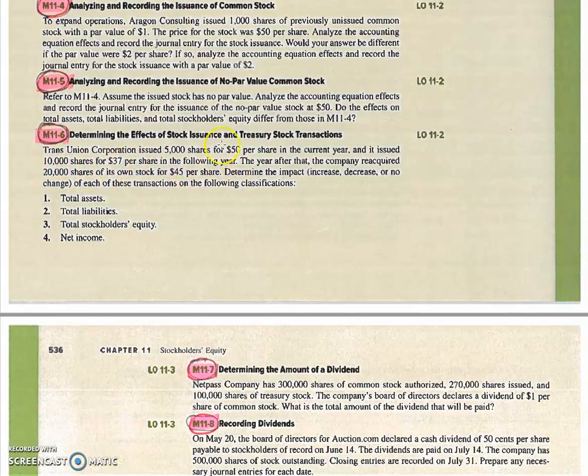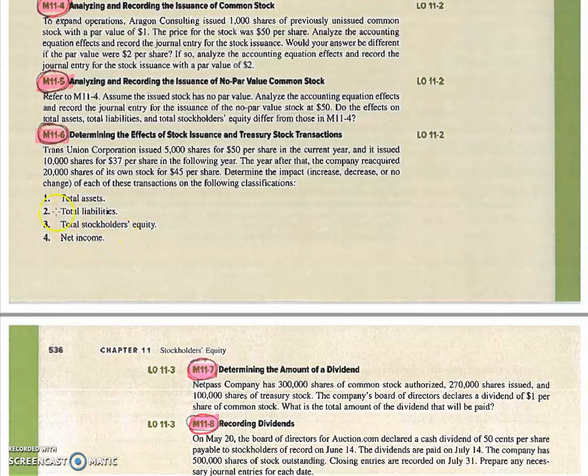Kind of interesting. If they did that in the current year, then they're saying, gee, they did that in the future. Well, that's kind of weird to me, but that's just me. The year after that, so now we're getting 2 years in the future, the company reacquired 20,000 shares of its own stock for $45 per share. Determine the impact, increase, decrease, or no change of each of these transactions on the following classifications: total assets, total liabilities, total stockholders' equity, and net income.